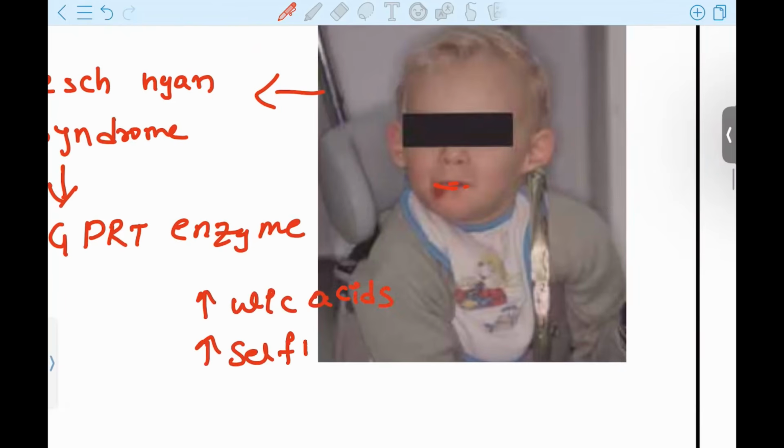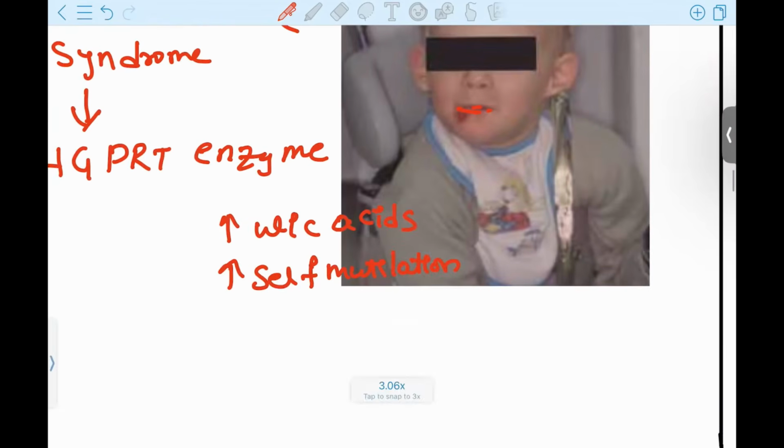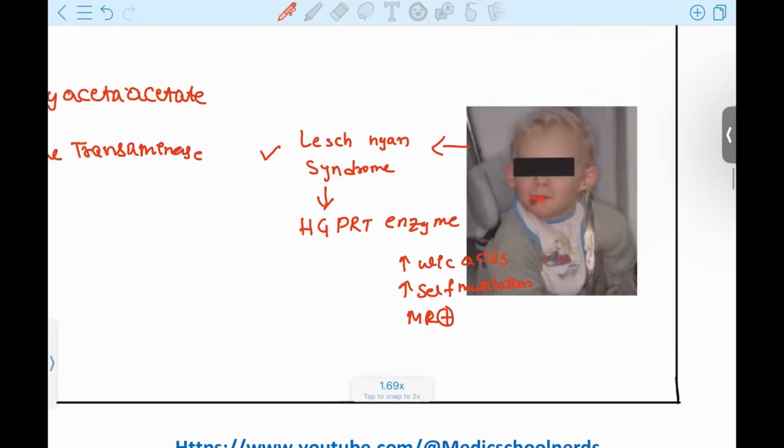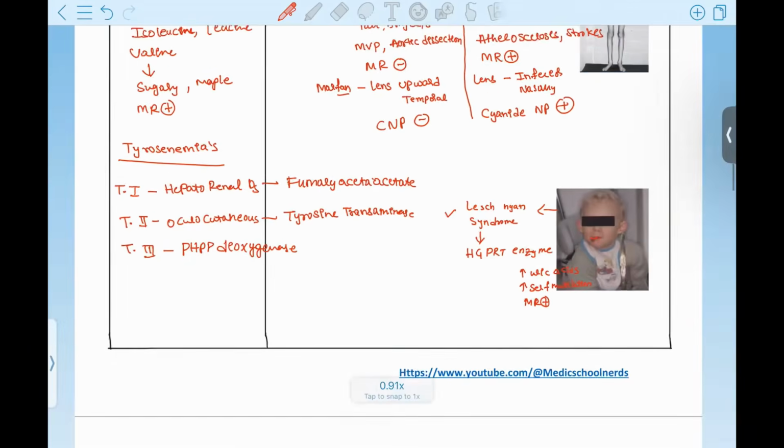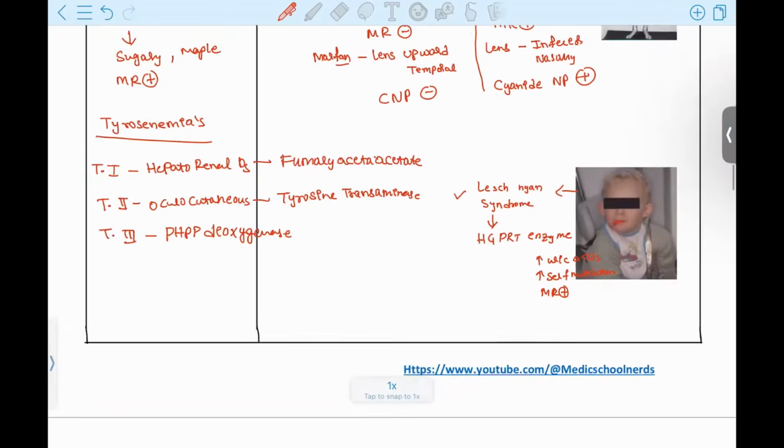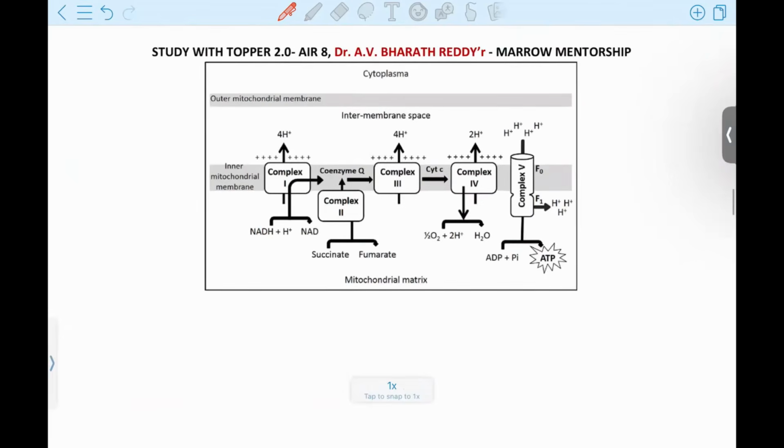Self-mutilation is seen in this patient because purine synthesis is problematic, and the patient will also present with mental retardation. These are the inborn errors that you must remember. And next, moving on to your classic pathways, instead of the whole pathways, we can focus only on the exam points.